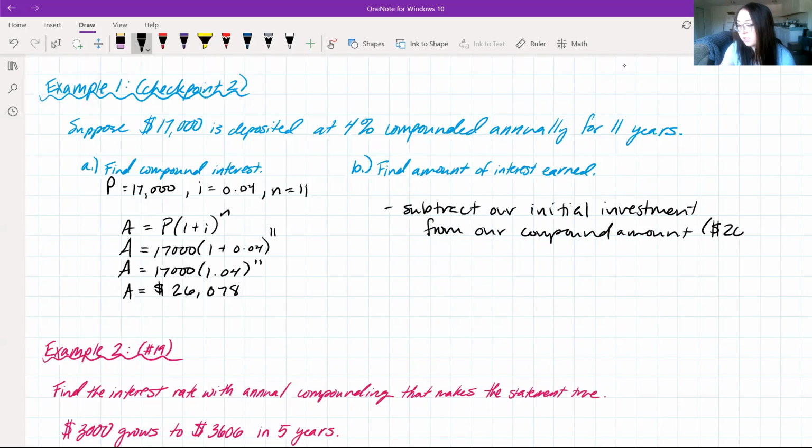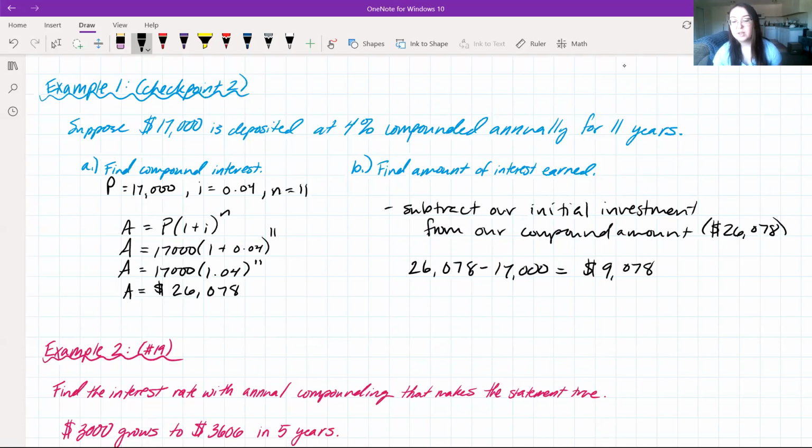So we'll write that $26,078. So that's our compound amount. So that's all we need to do. So we can just say $26,078 minus 17,000. And what we get is $9,078. So the amount of interest that we earned was $9,078.